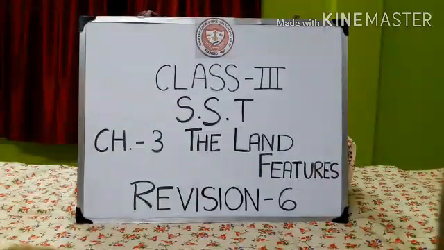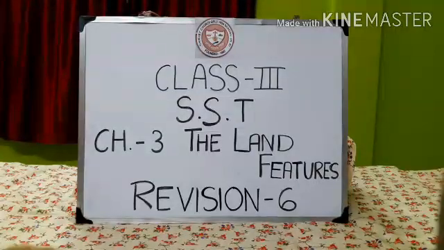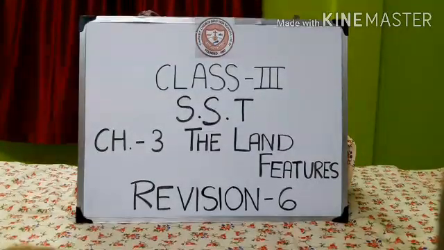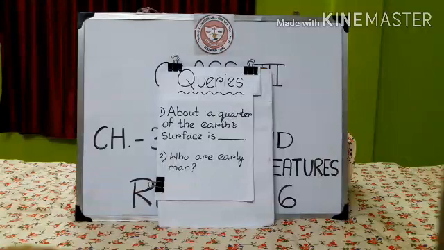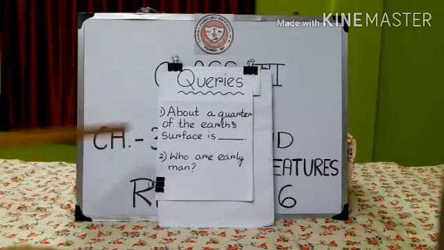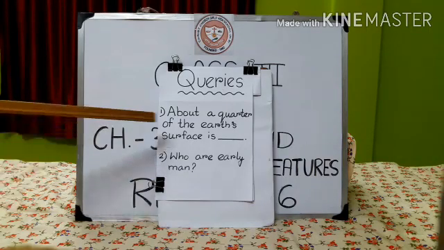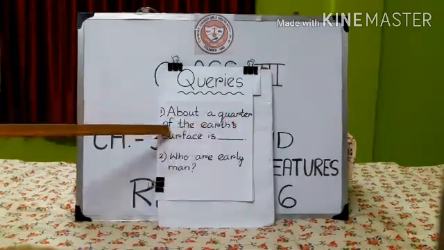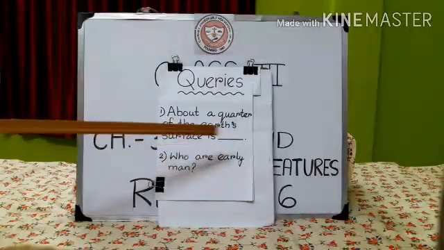These 2 are not discussed, which I am giving you all. Now you can see the queries I have written. There are 2 as such, which are very easy. I hope you all will understand. First is the fill in the blanks from the earth our home. About a quarter of the earth's surface is dash.